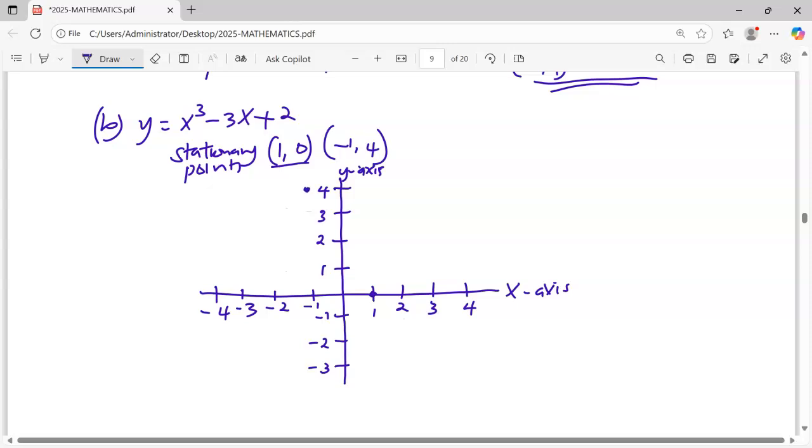Once we have located the turning points of the curve, we are going to sketch a curve like this. We can bring it down this way and of course extend it upwards. So the most important thing is to show where the curve is turning. These other extensions do not matter. So this is the curve of the function y is equal to x cubed minus 3x plus 2.